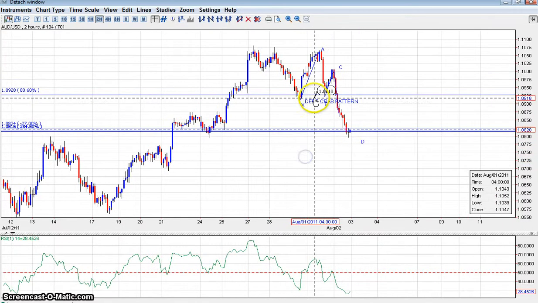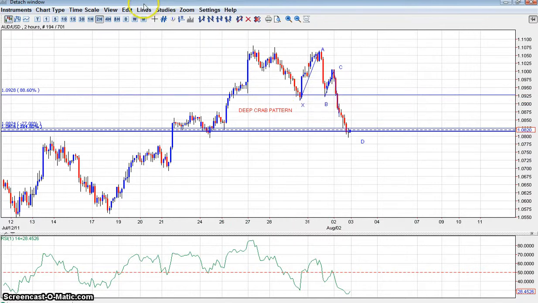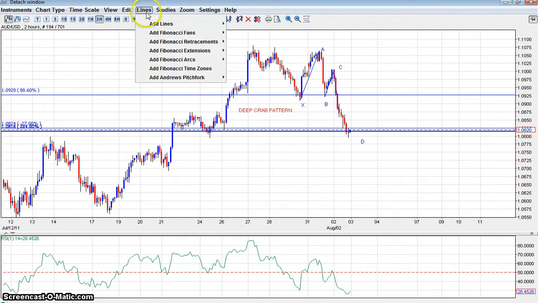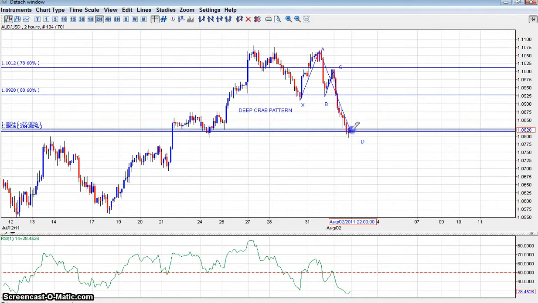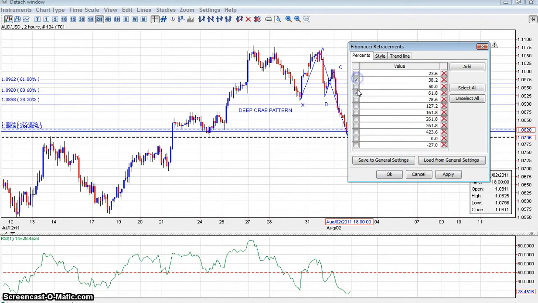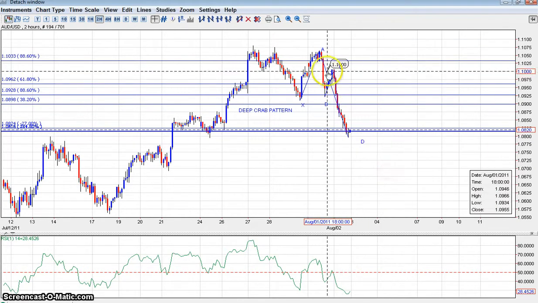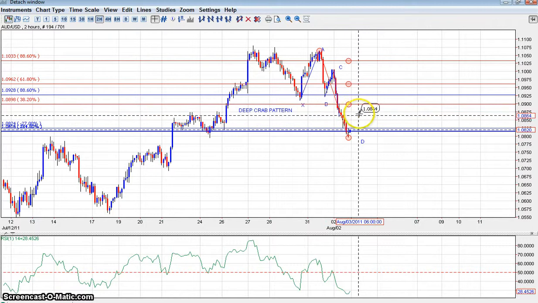In terms of target, the ideal place to target will be just the next support and resistance, which is around this area, around 1.0925. However, if I do a Fibonacci retracement of the AD leg, which is one of my favorites, and I do 38.2, 61.8 and 88.6 retracements of the AD leg, what we literally have is this. We've got 1.0898 at the 38.2 retracement.